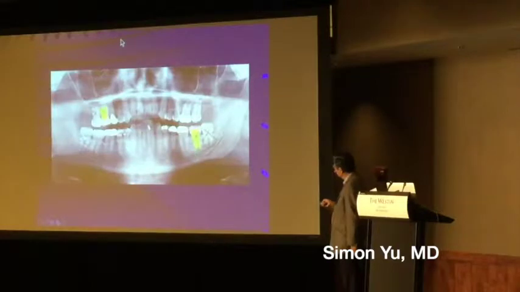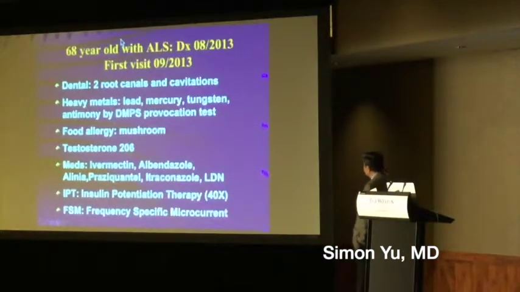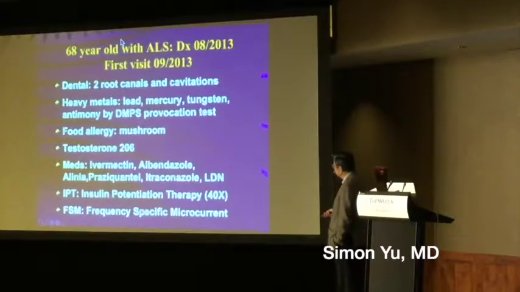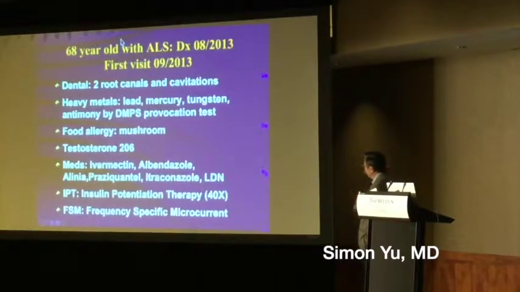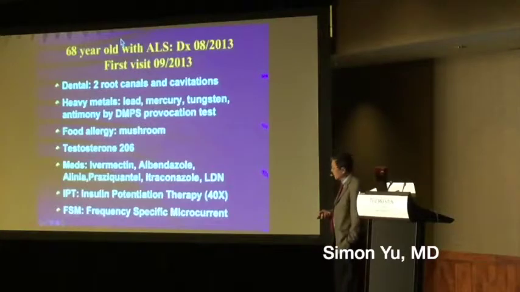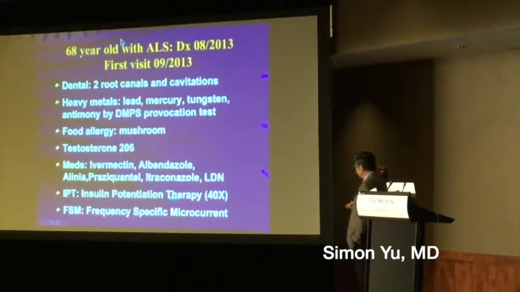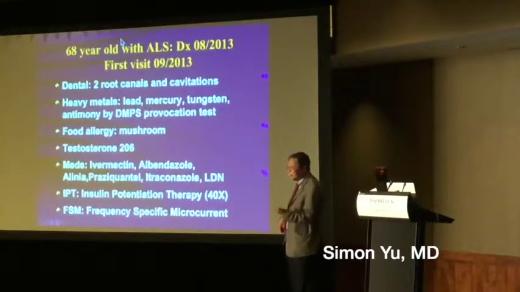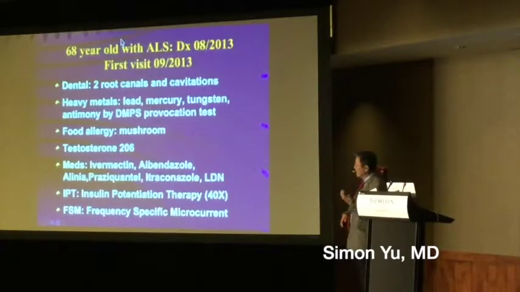So he's got a root canal here, but he's got infection down here. It's all infected down here. I marked it, and I sent him to the dentist to get the tooth extracted. And then he's high in lead, mercury, tungsten, antimony by DMPS provocation test. He's highly allergic to mushroom, low testosterone. Pretty much I gave him ivermectin, albendazole, artemisinin, praziquantel, antifungal itraconazole, and low-dose naltrexone. And pretty much what we call insulin potentiation therapy, using the insulin to lower his blood sugar level and give him antiviral, antibacterial, antifungal, antiprotozoal, antiparasitic medication, and pretty much microcurrent to regenerate his muscle mass.